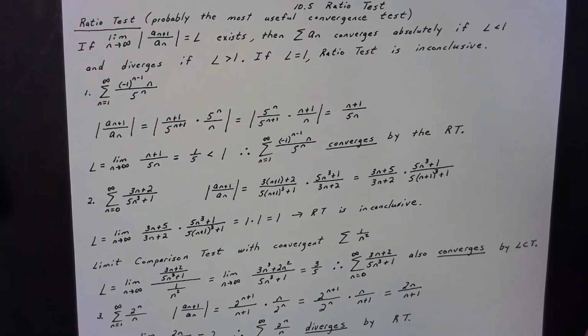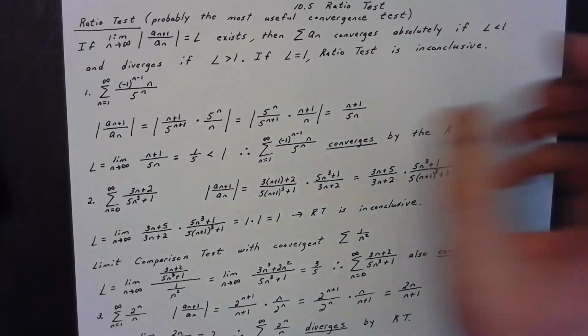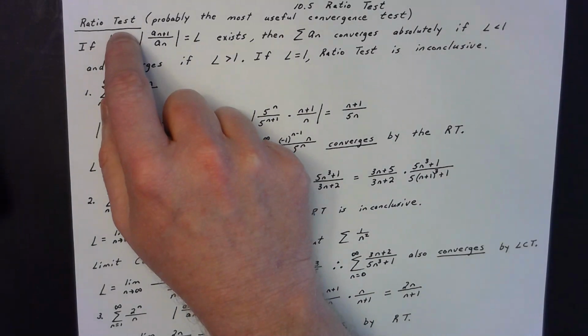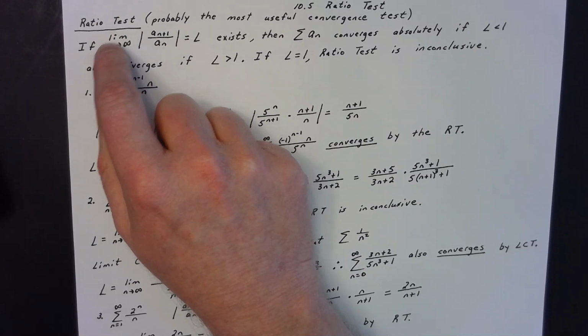Usually whenever we're talking about importance of any type of test, the ratio test is the top one, and then probably it's close between the limit comparison and comparison test as to the second one. Now, the ratio test, like I said, is probably the most useful convergence test.